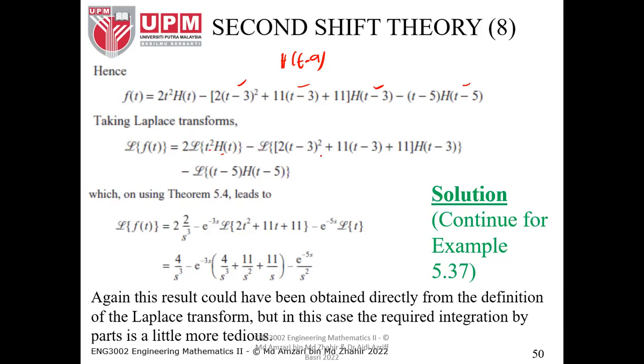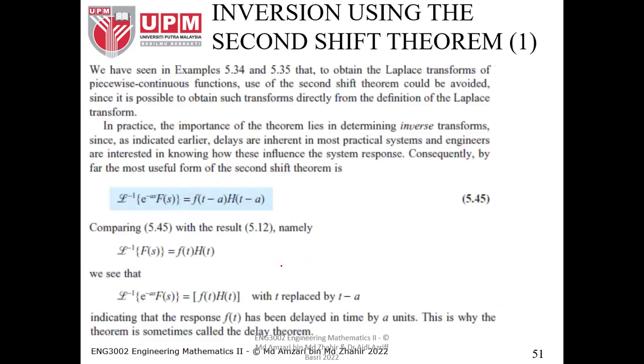When you have Laplaced this one, you will get 2 over s minus exponent negative 3s, Laplace of 2t squared plus 11t plus 11, minus exponent negative 5s. Then this one will be Laplace something like this: 4 over s cubed minus exponent negative 3s times the Laplace of the constants, 4 over s cubed plus 11 over s squared plus 11 over s, minus exponent negative 5s over s squared.